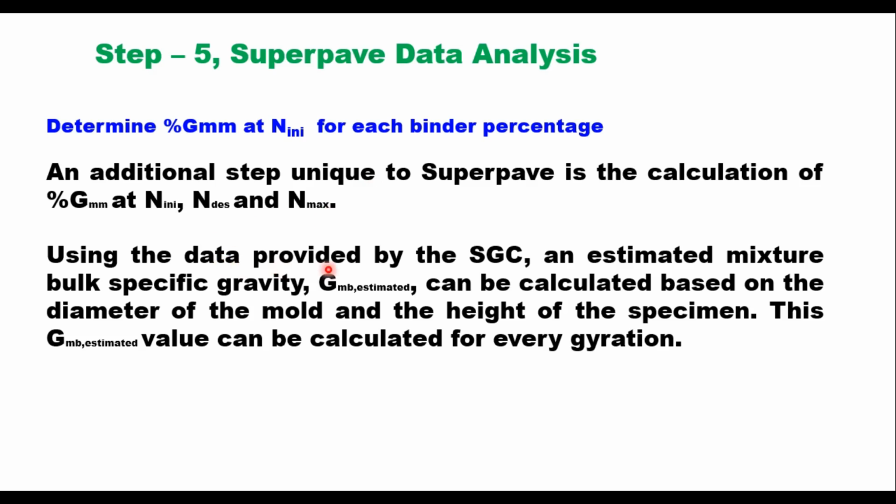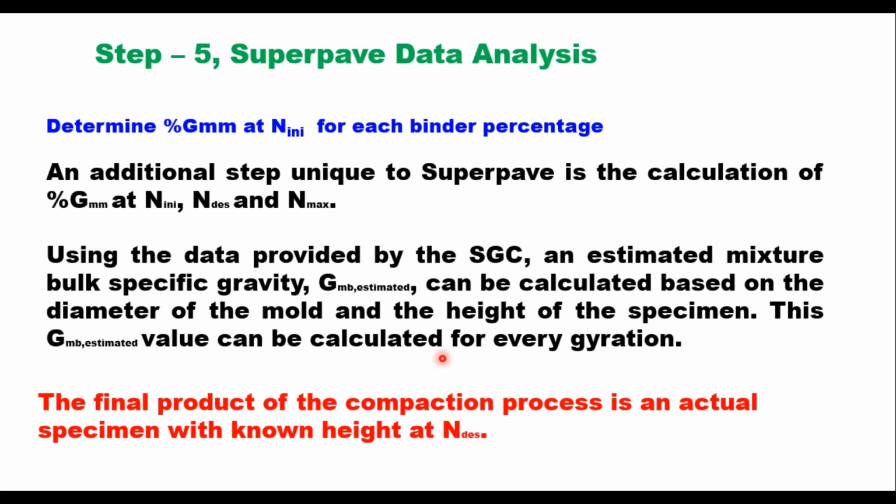Using the data provided by the Superpave gyratory compactor, an estimated mixture bulk specific gravity, let us say GMB estimated, can be calculated based on the diameter of the mold and height of the specimen, that is the volume of the specimen. Now this estimated GMB can be calculated for every gyration, and the final product of the compaction process is an actual specimen with known height at N design.